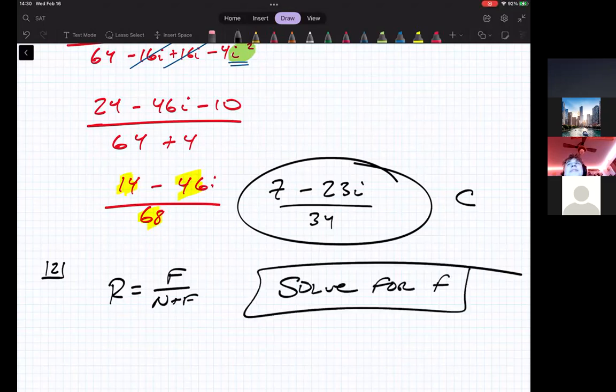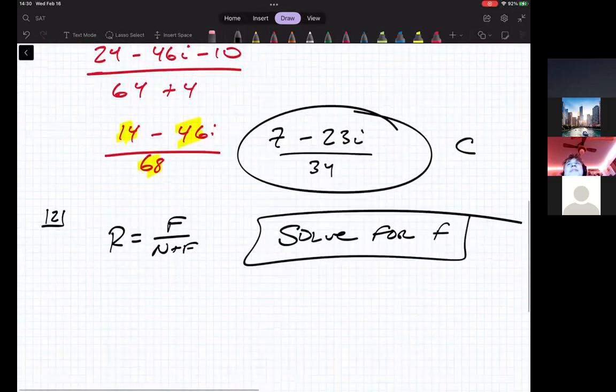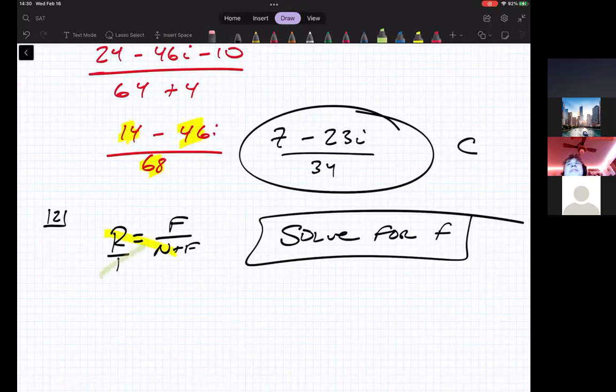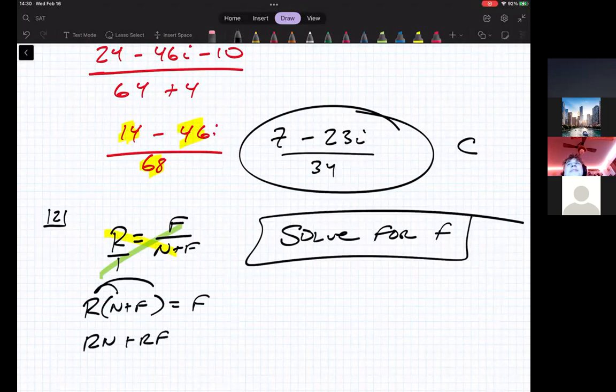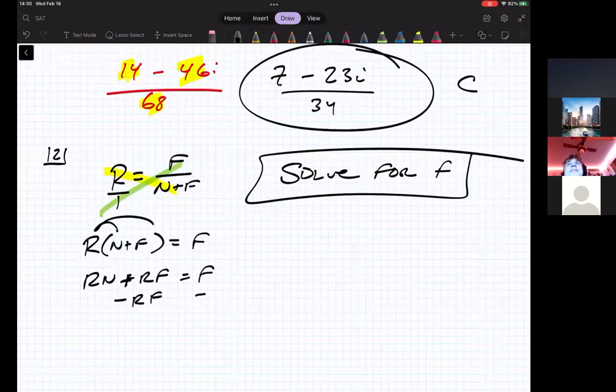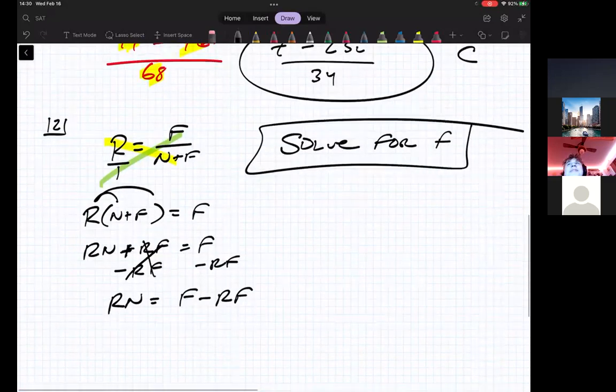Okay? So how do I solve for F? Well, you got to get rid of fractions. We hate fractions. Cross multiply. If I cross multiply this and then this and this, I end up getting R times N plus F equals F. You got to distribute: Rn plus Rf equals F. Move everything to one side. Subtract Rf, subtract Rf. Rn, because you have to get F by itself, and the only way you're going to get that is moving all the F's to the same side.